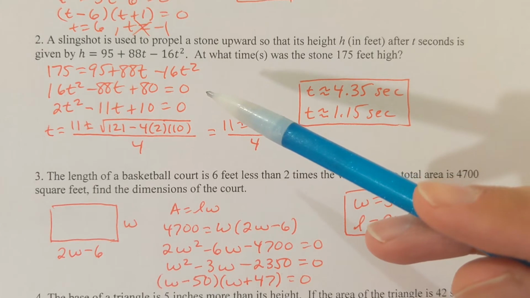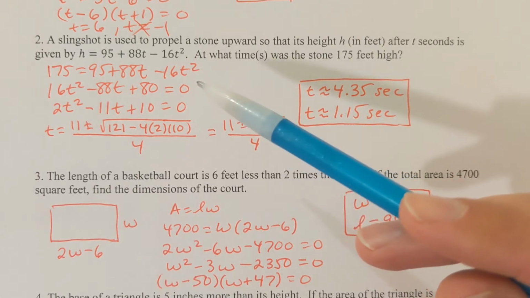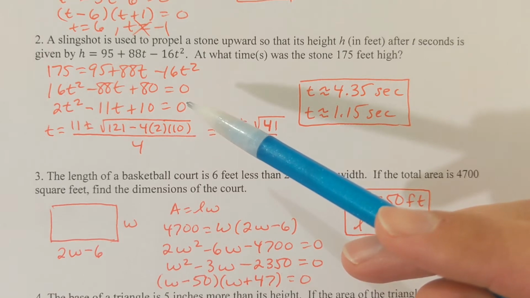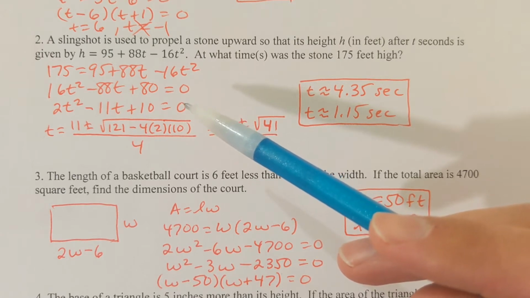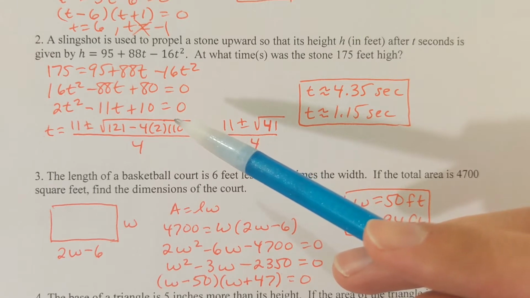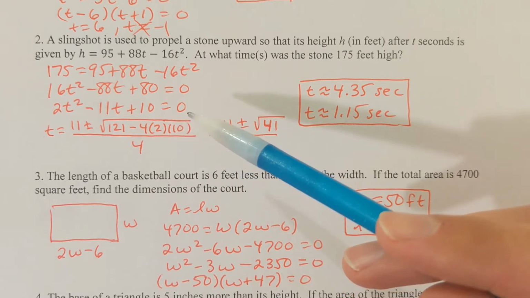If I subtract 175 from both sides, also let me get all the terms onto the left, then I'm looking at 16t squared minus 88t plus 80 equals 0. Okay, so we can make the numbers a bit nicer by dividing by 8 on both sides. 2t squared minus 11t plus 10 equals 0.